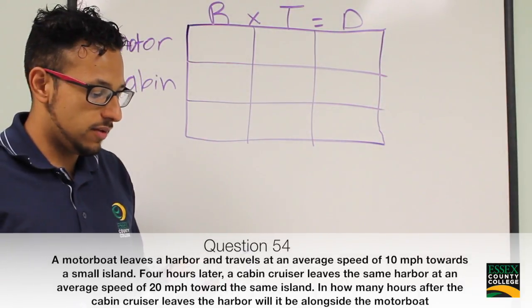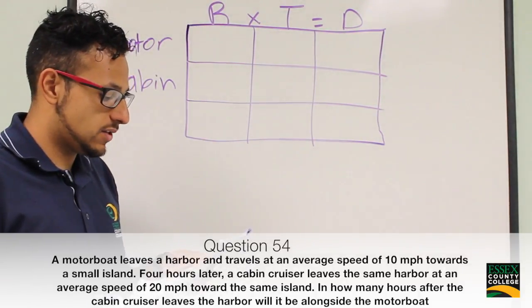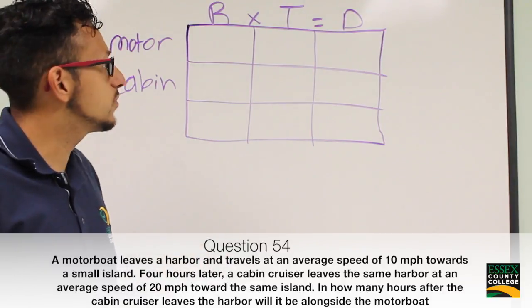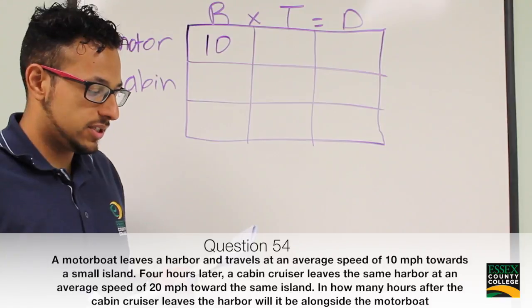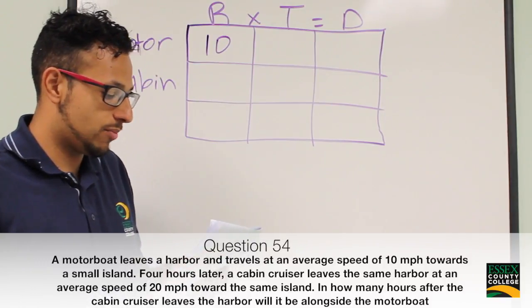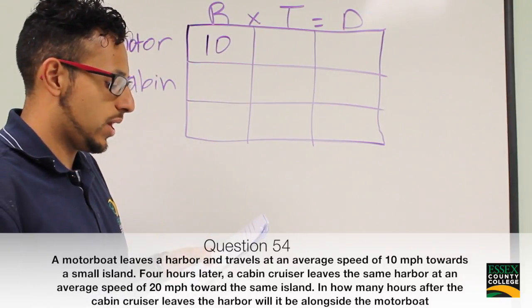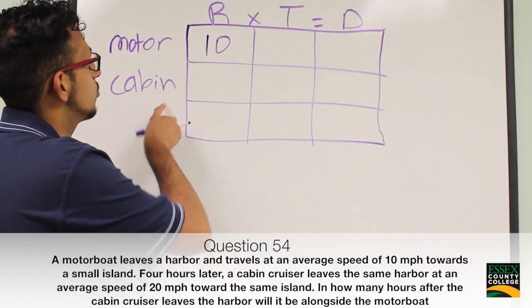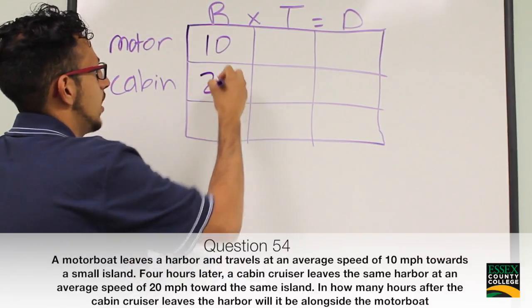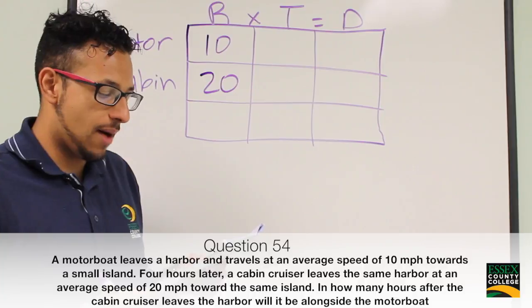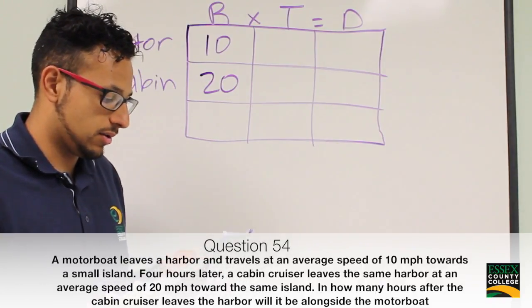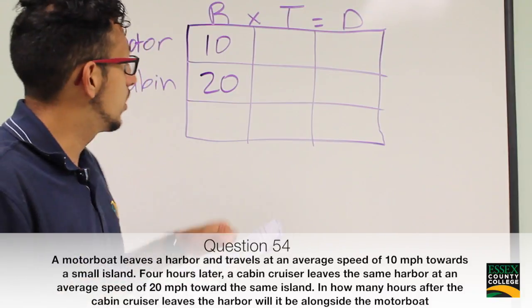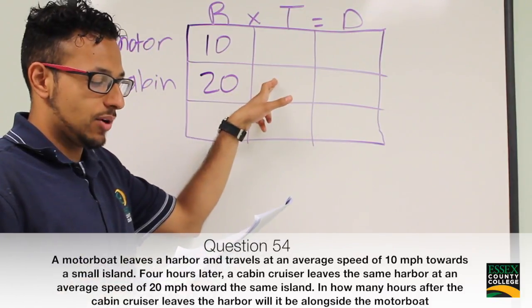So they gave us the rate for the motorboat. It says the motorboat leaves the harbor and travels at an average speed of 10 miles per hour. So that's going to be the rate, 10. And it says 4 hours later, a cabin cruiser leaves the same harbor at an average speed of 20 miles per hour. So the cabin cruiser is traveling at a rate of 20 miles per hour. The question says, how many hours after the cabin cruiser leaves the harbor will it be alongside the motorboat? So we're looking for the hours of the cabin cruiser.